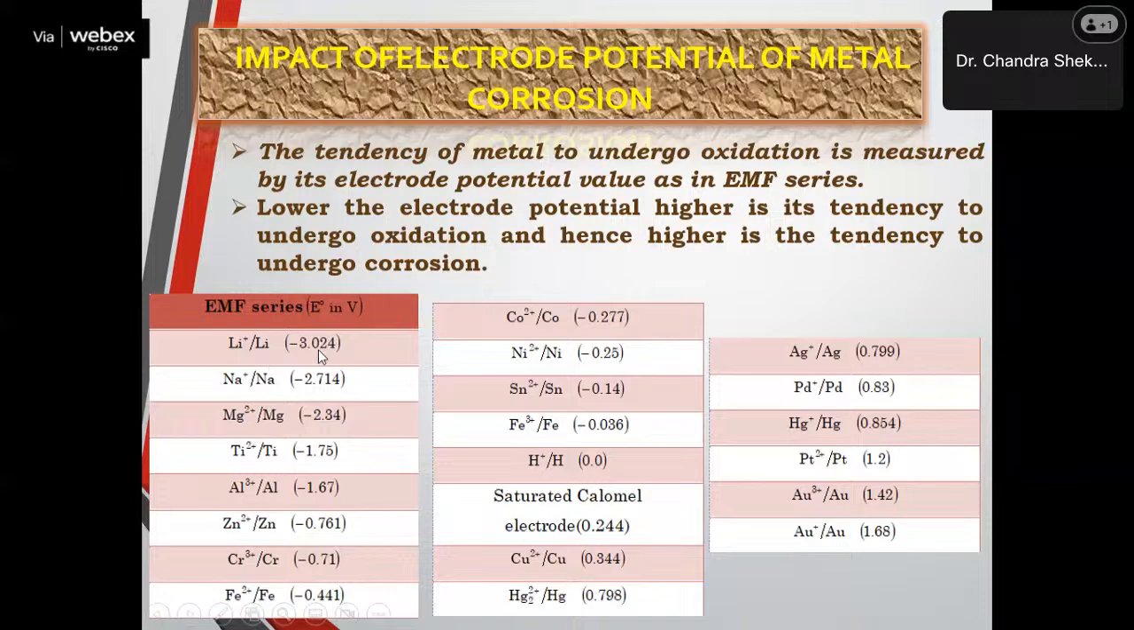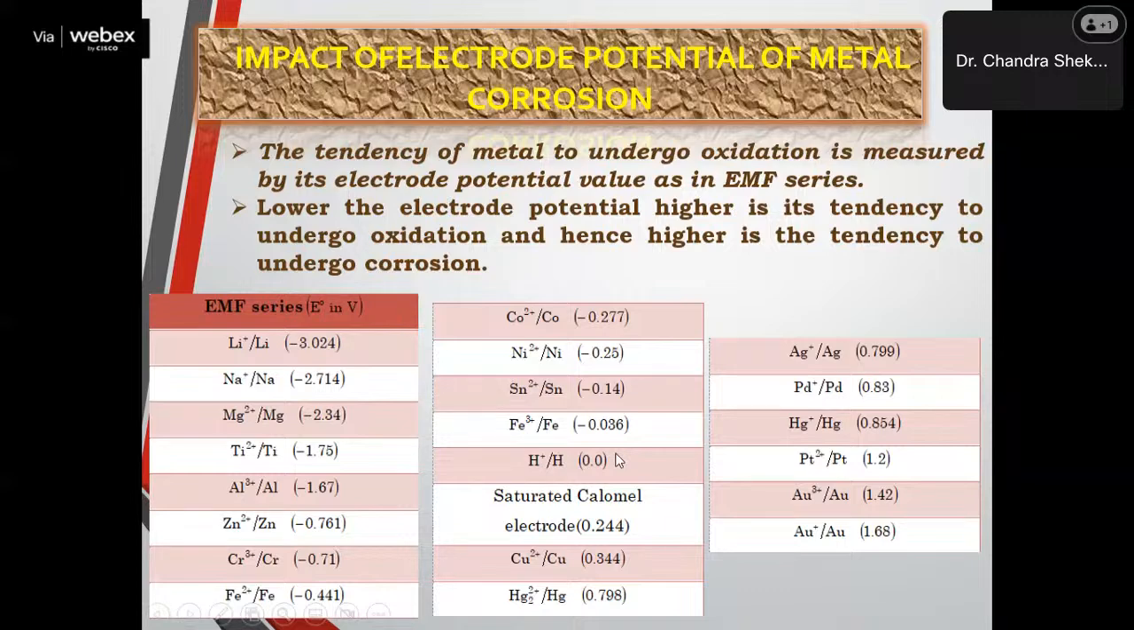At the top of the electrochemical series, here you can find lithium metal. It has the potential value of minus 3.024. And you can see the decrease in electrode potential from lithium metal till the hydrogen. The potential of hydrogen is taken as 0. And all these potentials which are mentioned here are the potentials of these redox systems with respect to the standard hydrogen electrode.